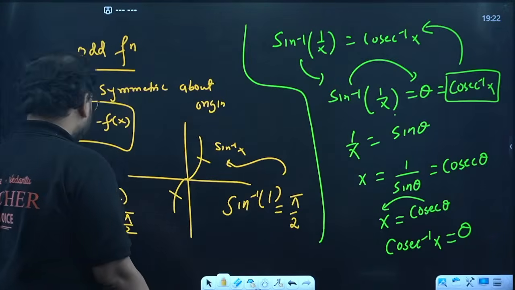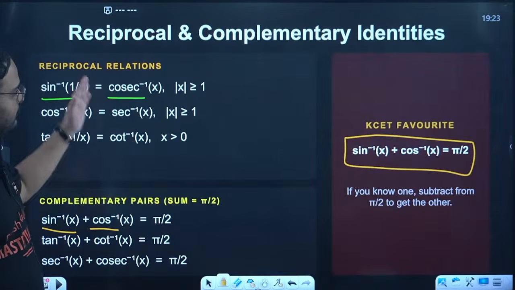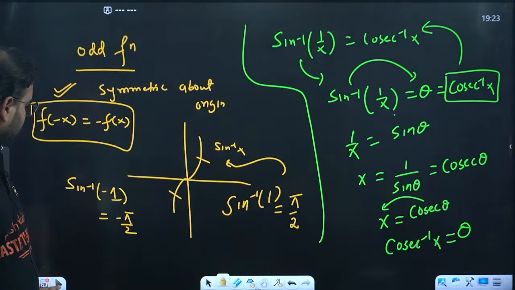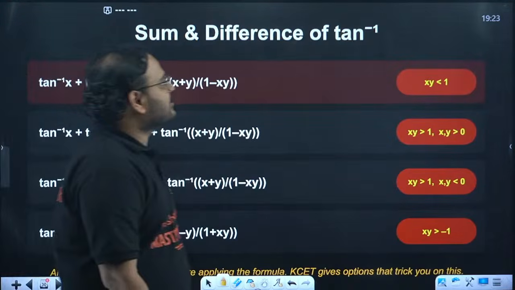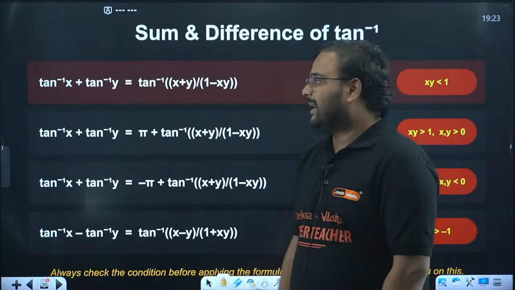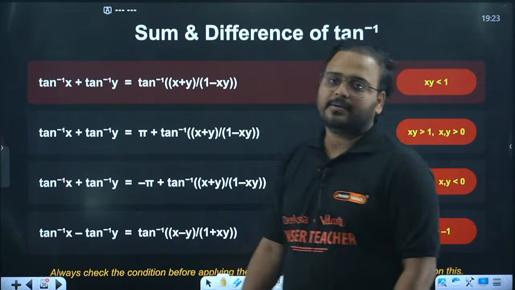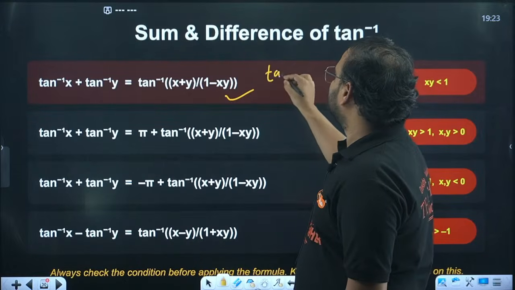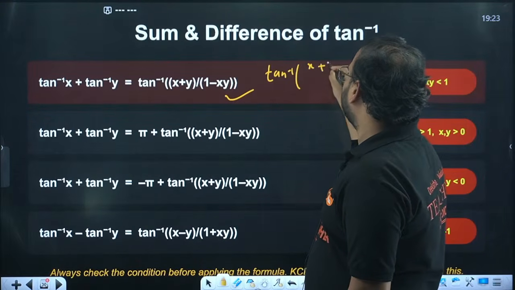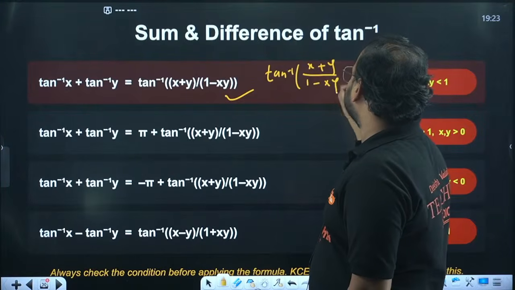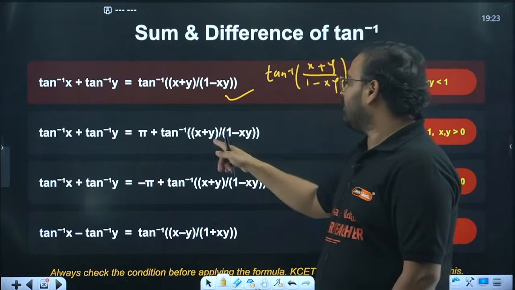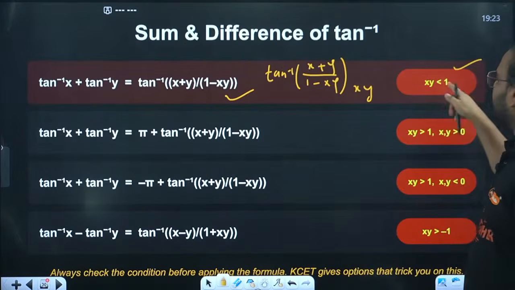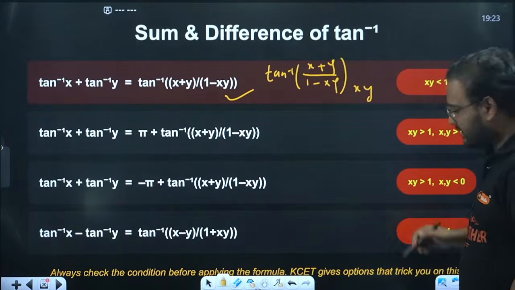Okay, so these were the important results that I wanted to show you all. Please check. Clear? Yes. Moving on. Sum and difference of tan inverse. Tan inverse of x plus tan inverse of y is tan inverse of x plus y upon 1 minus xy. Over here, this is the case when xy is less than 1. What happens when xy is more than 1?